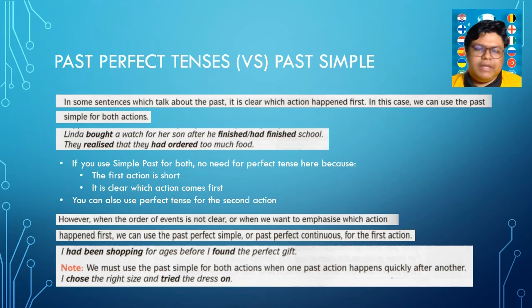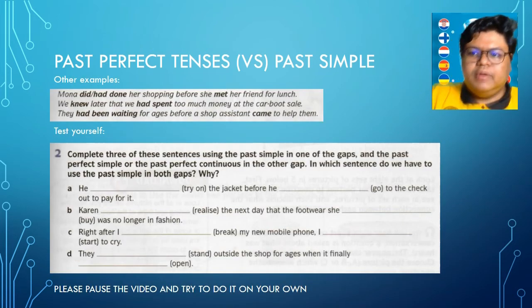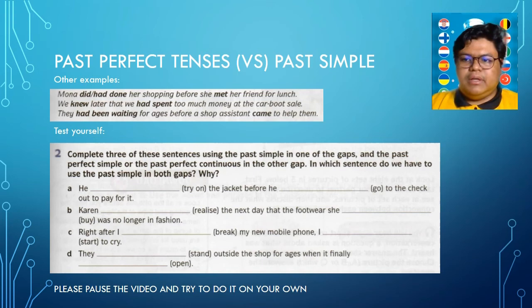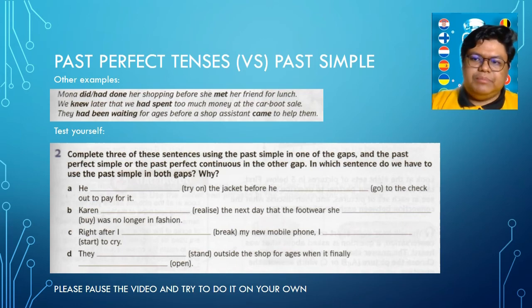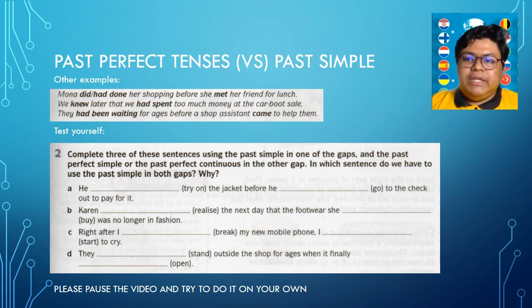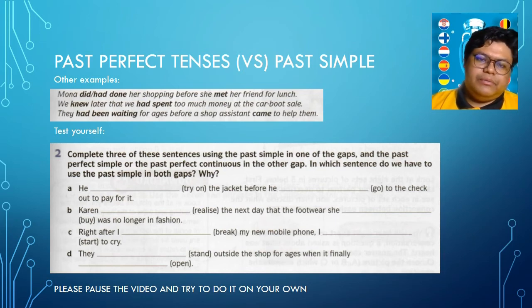Okay, so let's look at another example. Mona did her shopping before she met her friend for lunch. Okay, so kita boleh gunakan sama ada past perfect ataupun past simple untuk first action, and second action past simple lah. Okay, we knew later that we had spent too much money at the car boot sale. So first action dia past simple, second action dia past perfect tense.